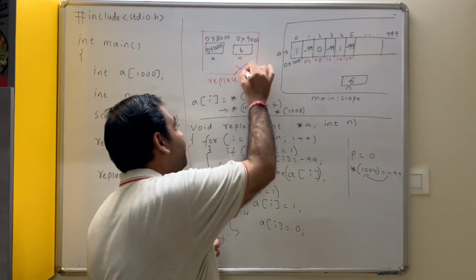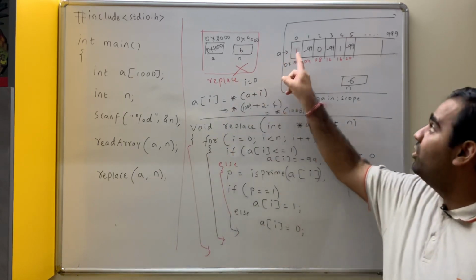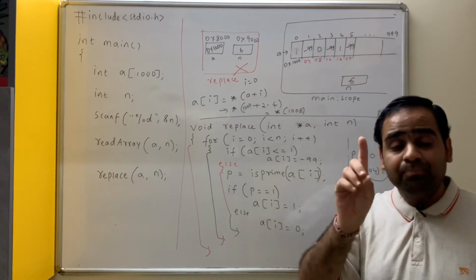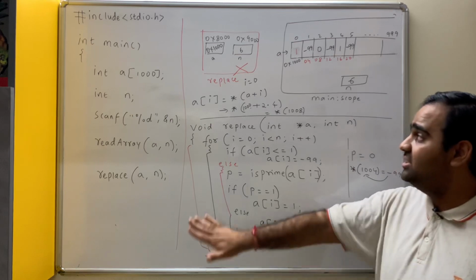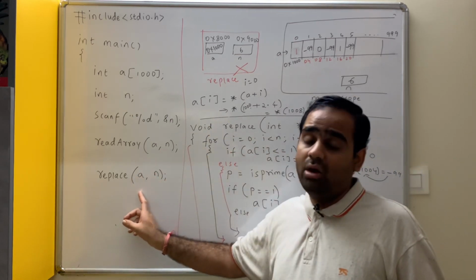The scope of replace gets deactivated. You come back to main and you see that the array is modified. Why is the array modified? Because arrays are passed to the functions by address. Any changes done in the called function will be reflected back in the calling function.